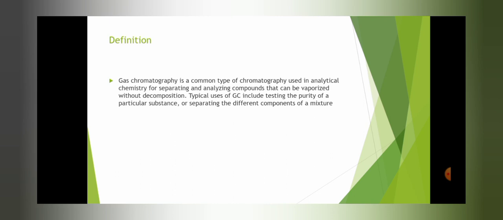Typical uses of the GC are two. The first one is testing the purity of a particular substance, to test if it is pure or not pure. The second is to separate the different components of a mixture. If we have a sample that contains two or more components, GC is used to separate the different components in that mixture. That is our introduction part.